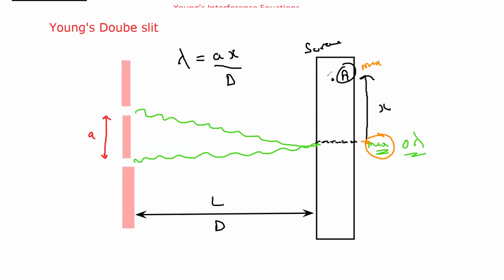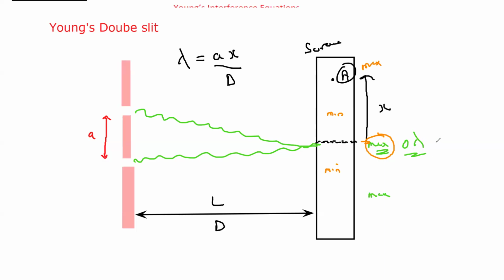What is the first maxima? We can call that A. Or A is actually a distance between two successive maximas or two successive minimas. You can also take it like this: we have a maxima, then a minima, then a maxima, and then again a minima. Same way, we'll have a maxima, then a minima, and then again a maxima.